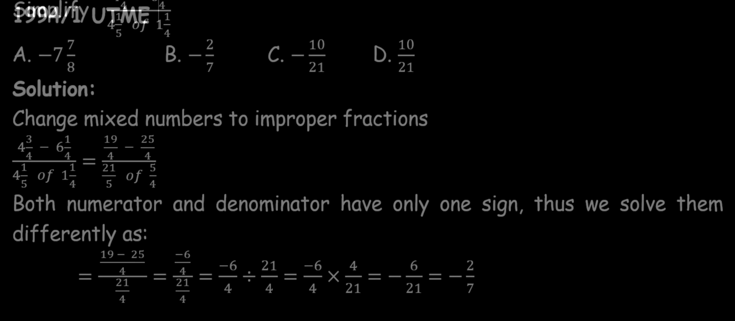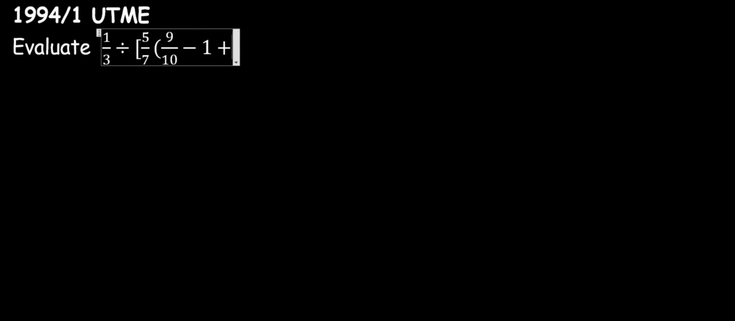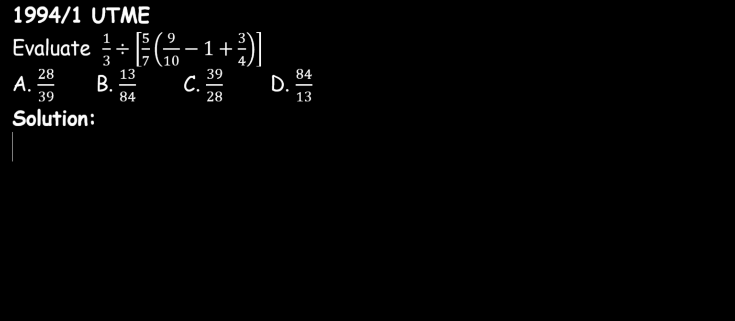Another example. Evaluate 1 over 3 divided by a bigger bracket open, 5 over 7, then we have a smaller bracket, 9 over 10 minus 1 plus 3 over 4, bracket close. Then we close the bigger bracket. The options are given. Solution. BODMAS rule says bracket first.